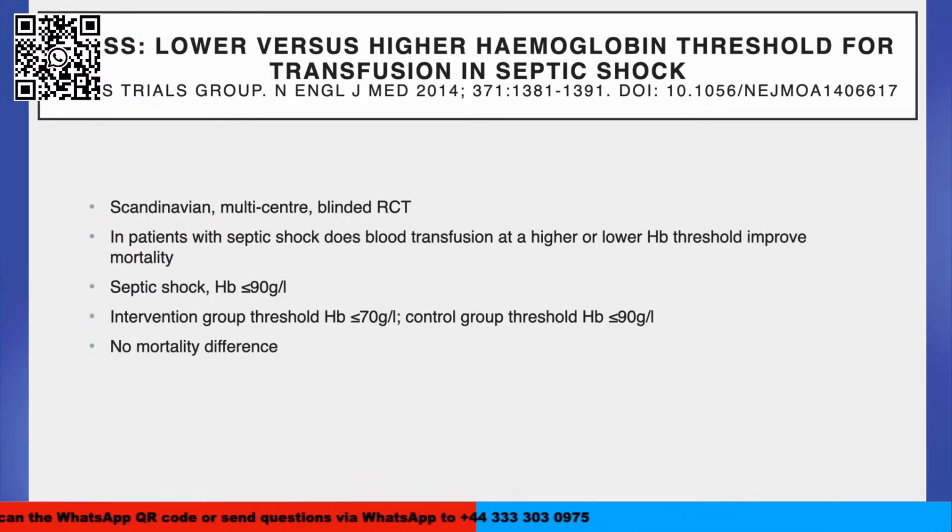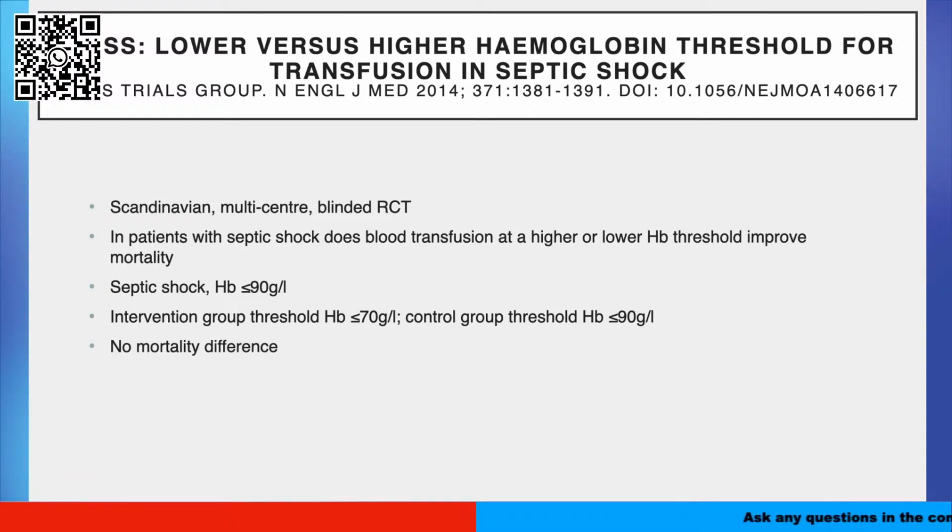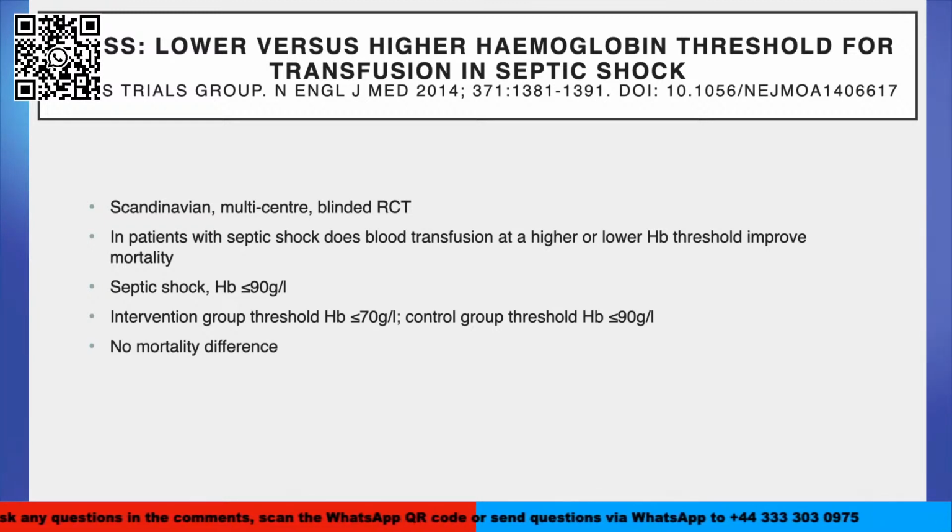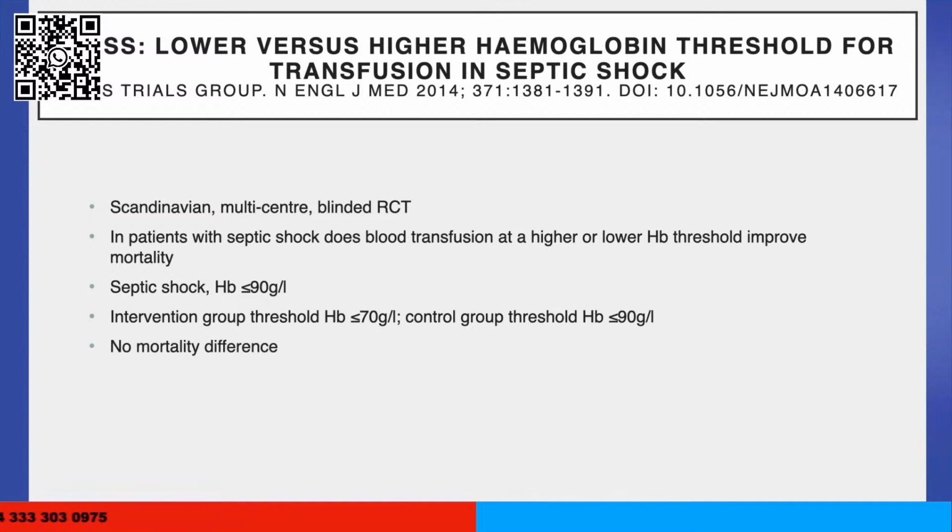There's then the TRISS study, which is more recent. This is a Scandinavian multi-centre blinded randomised controlled trial, which was looking at whether a lower or higher hemoglobin threshold should be used for patients who had septic shock. And they again were looking to see whether this would impact upon their mortality. In patients with septic shock, the intervention group weren't transfused unless their hemoglobin fell below 70. In the control group, they would be transfused if their hemoglobin fell below 90. And they found no mortality difference whether they used a restrictive or a liberal transfusion strategy.